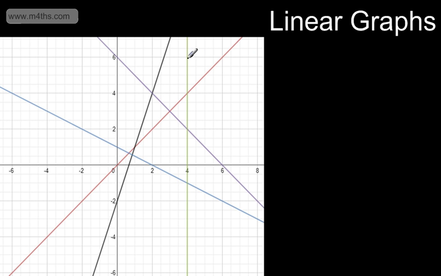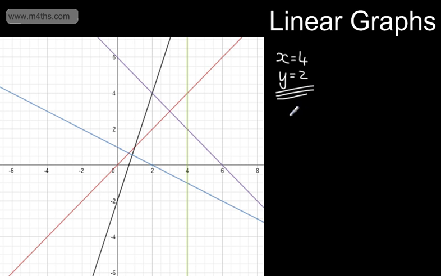So for example, this one here would be x is equal to 4. So a vertical line has an equation x is equal to 4. If it was just here, x is equal to 6, x is equal to minus 3. We could have a horizontal line, and a horizontal line would be y is equal to some value. So for example, if I had a horizontal line just here, y would be equal to 2. So these are the most basic straight lines.